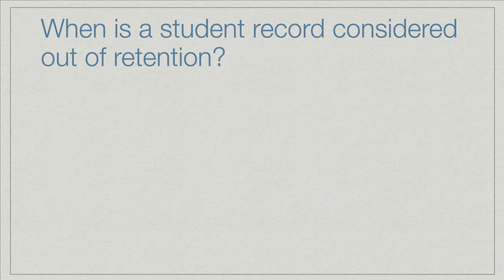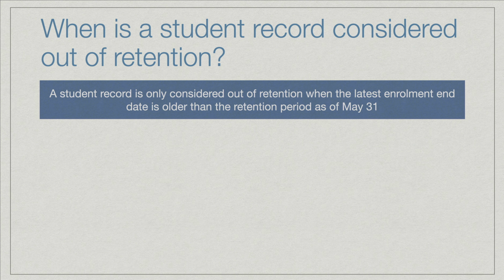So when is a student record considered out of retention? A student record is only considered out of retention when the latest enrollment end date is older than the retention period as of May 31st. Okay, that was a lot. Let's break that down a little.